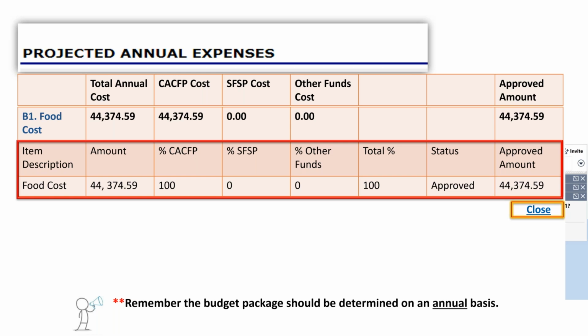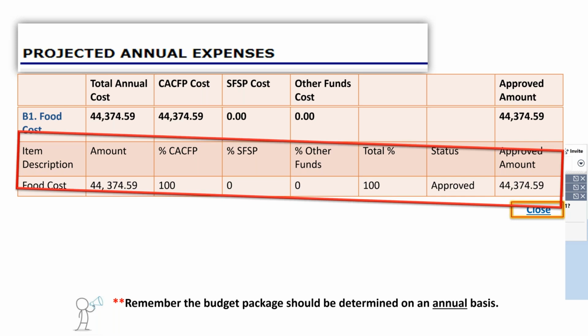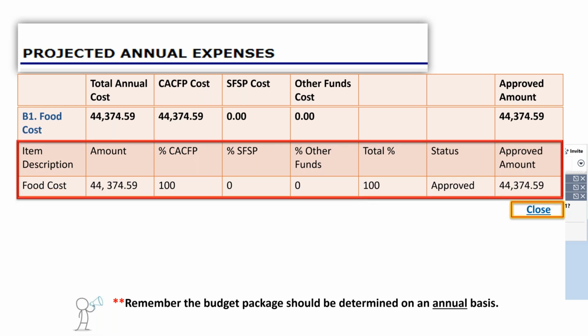The organization first needs to enter the food cost amount under the amounts column next to food cost, which is $44,374.59. Remember, this is an annual cost. Okay. Then allocate the food cost amount between either the CACFP, SFSP, or other funds column. Food cost is usually allocated at 100% to CACFP. Therefore, 100 should be entered under the CACFP column, as you see here on the screen. Again, when working in the budget details section, you will want to select close after each line is saved to the data entered.